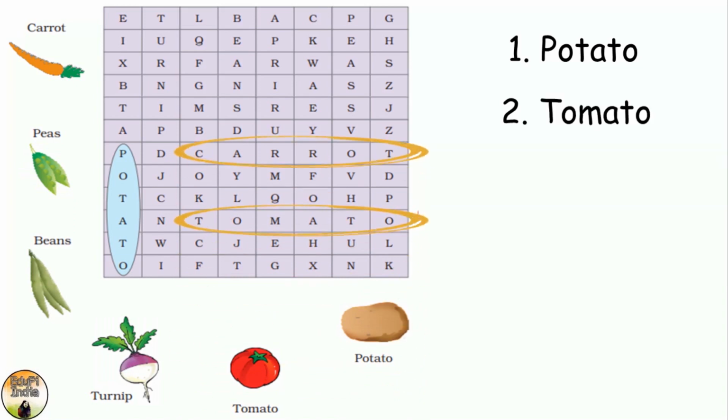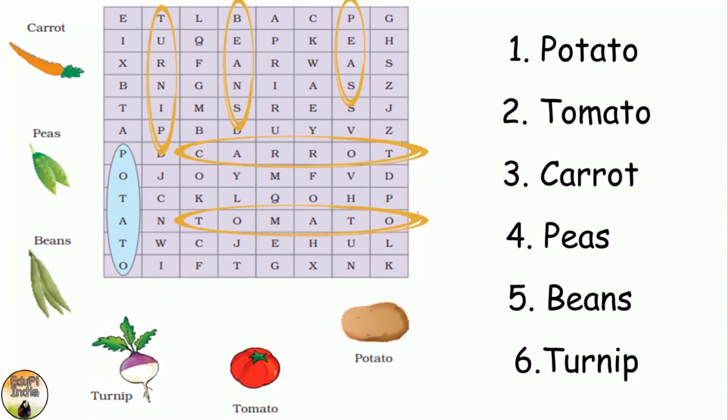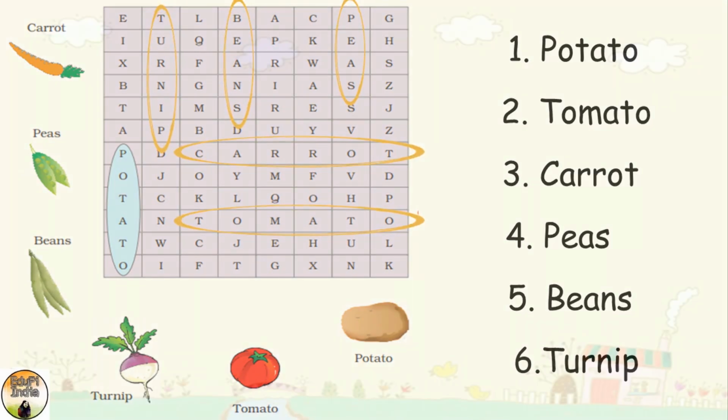Next one is carrot. We can find next one is peas. Next one is here, beans. And next one is turnip. So we can find 5 more vegetables from this maze.